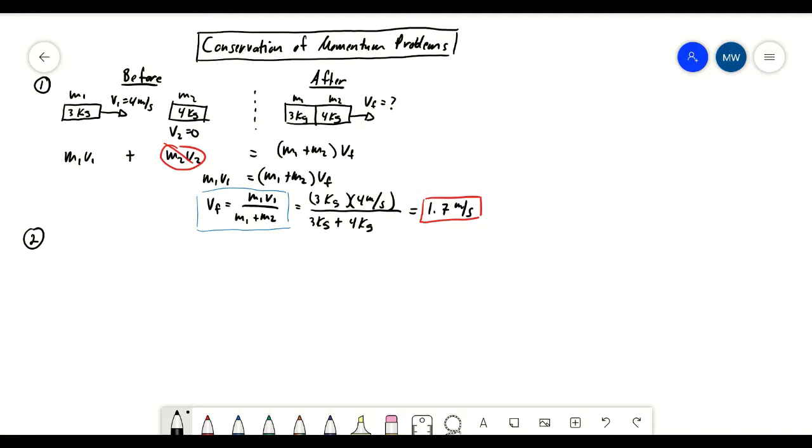a snowball, and then throws the snowball forward. And what we want to do is find out, well, what is the velocity of that skater after the snowball is thrown? So again, we're going to draw our before and after picture.